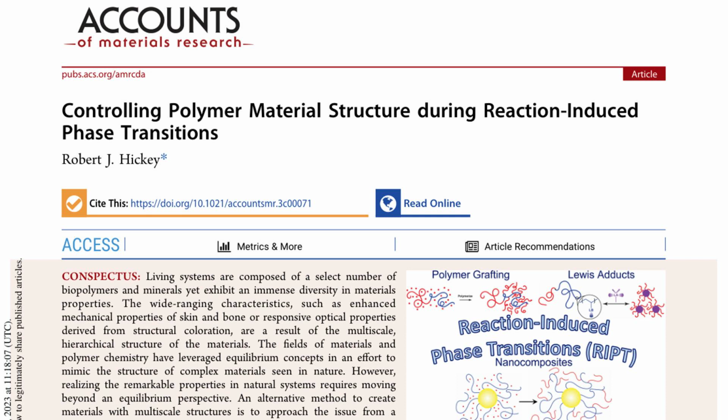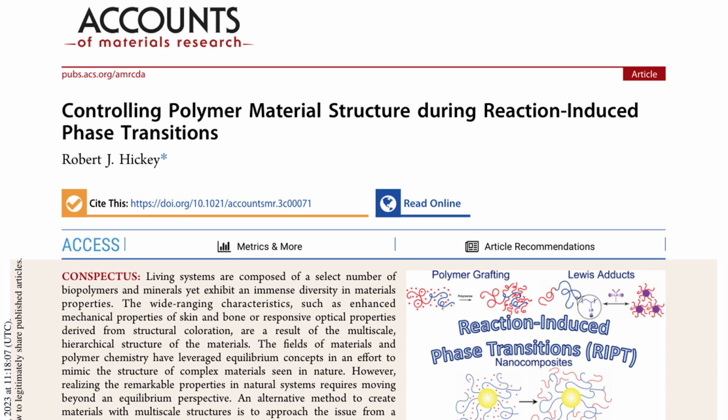They highlight the potential of RIPT for creating materials with unique structures and properties that are not achievable through traditional self-assembly techniques. The paper also discusses the relevance of RIPT in various areas, including separation membranes, biomolecular condensates, cell mobility, and the self-assembly of polymers and colloids. In conclusion, the paper presents RIPT as a promising approach for controlling polymer material structure through chemical reactions.